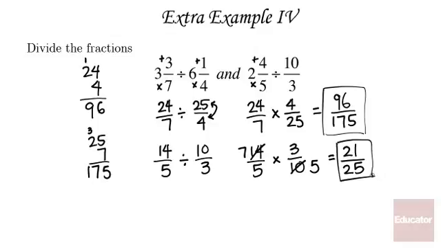Okay? So make sure when you divide fractions, number 1, convert all mixed numbers to improper fractions. And then you're going to switch the second fraction. Okay, switch, the top number becomes the bottom number and the bottom number becomes the top number, and then you're going to multiply those fractions together. Okay? So that's it for this lesson.